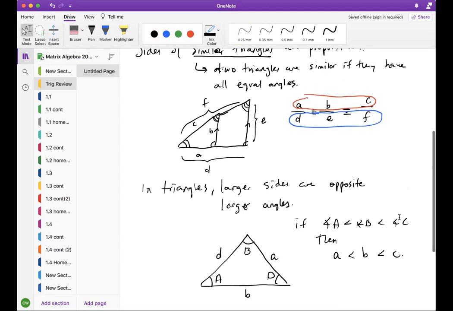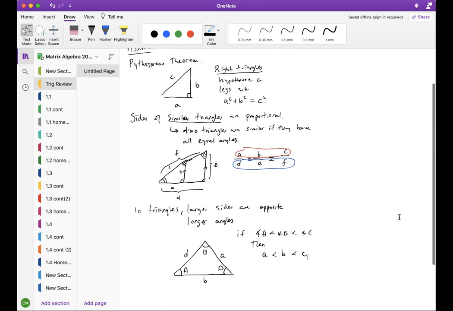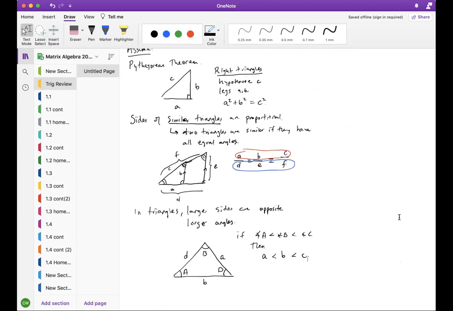So, if you just came in, I'm going to assume these things, and if more things pop up that we'll need to assume, I'll let you know. So with the Pythagorean theorem, in right triangles, the hypotenuse squared is equal to the sum of the legs squared. In similar triangles, sides are proportional, and larger sides are opposite larger angles in triangles.